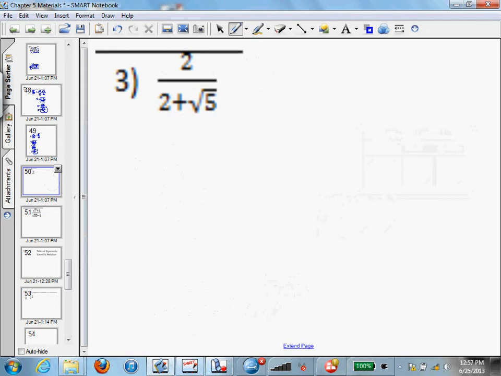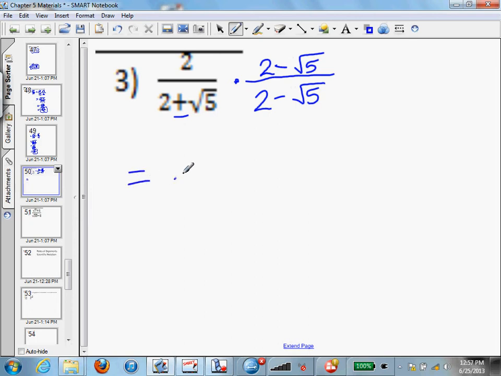Okay, looking at example 3, this is what we're going to do with conjugates. So what you have to do with conjugates is multiply still by 1, but instead of the same denominators we used before, instead of this plus, you want to go with the minus. You want to go with the opposite sign in the center.